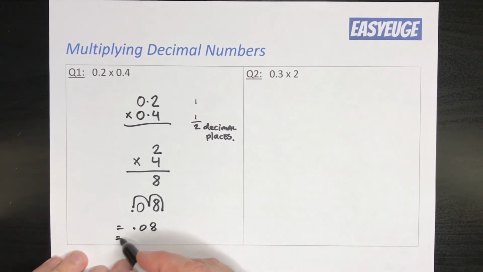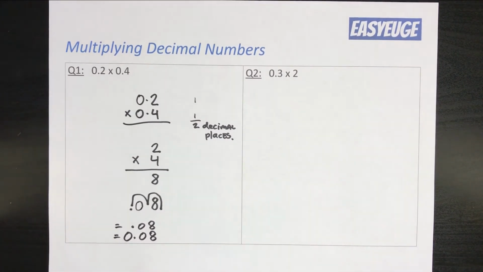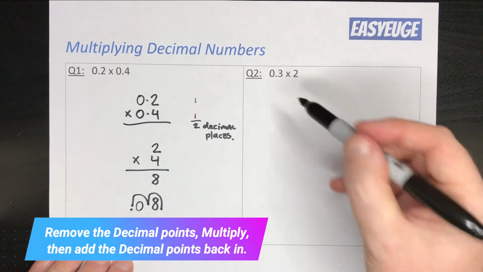0.08. So this is a handy method for multiplying decimal numbers by taking away the points before we start. Let's do that again with question 2.